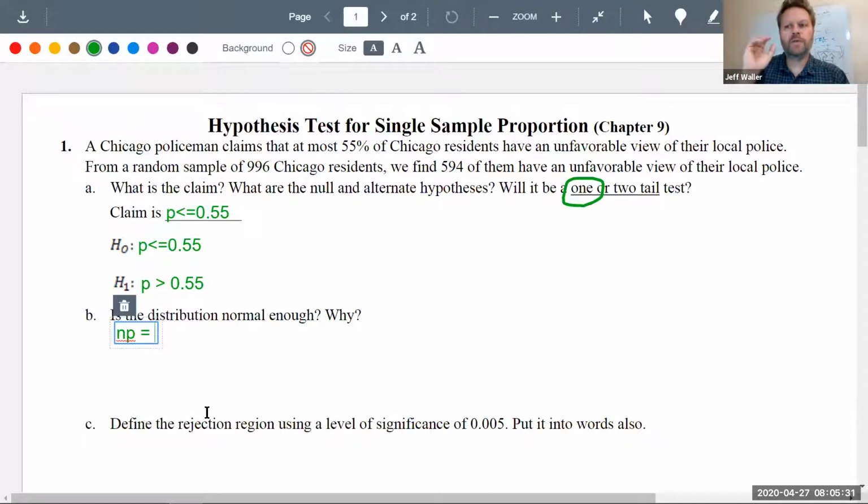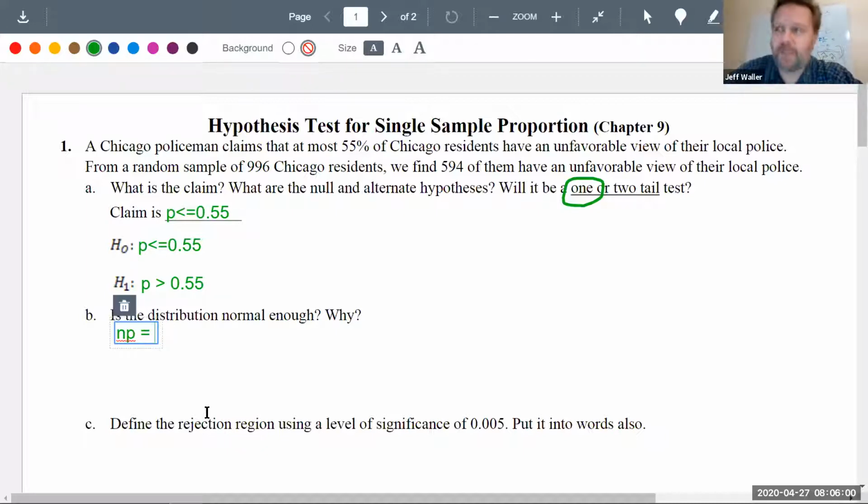So why am I not doing N times P hat? Because P hat is an estimate. I never use sample information if I know the population information. And I'm assuming I know what P is. I'm assuming I know the population percentage is 0.55. So what's N? Somebody just tell me what N is. Don't give me a definition. What number is N in this problem?